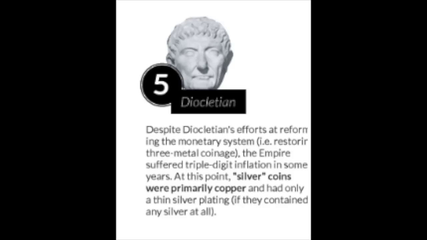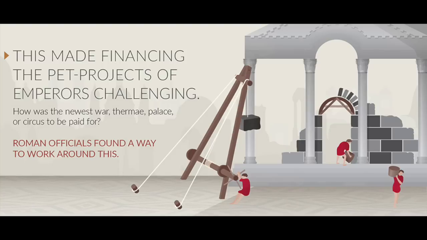At this point, silver coins were primarily copper and had only a thin silver plating, if they contained any silver at all. This made financing the pet projects of emperors challenging. How was the newest war, Thermae, palace, or circus to be paid for? Roman officials found a way to work around this.